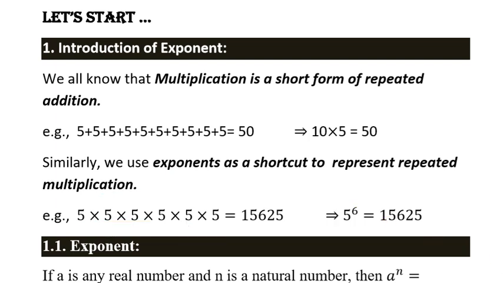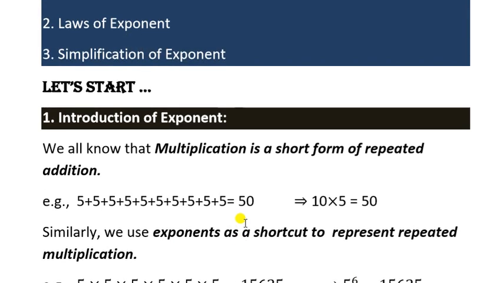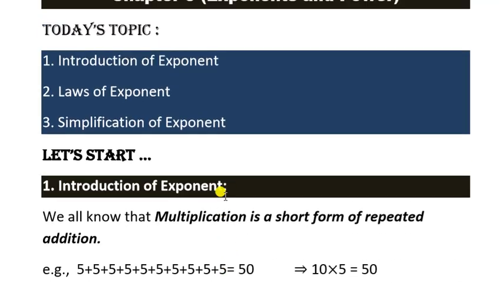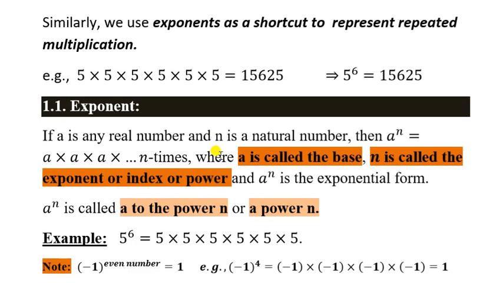Now I'll give one simple definition of exponential form. See here. If a is any real number and n is a natural number, then you can write a to the power n is equal to a into a into a, n times. That means a will be present how many times? n times. Why n times? Because here the power is n.